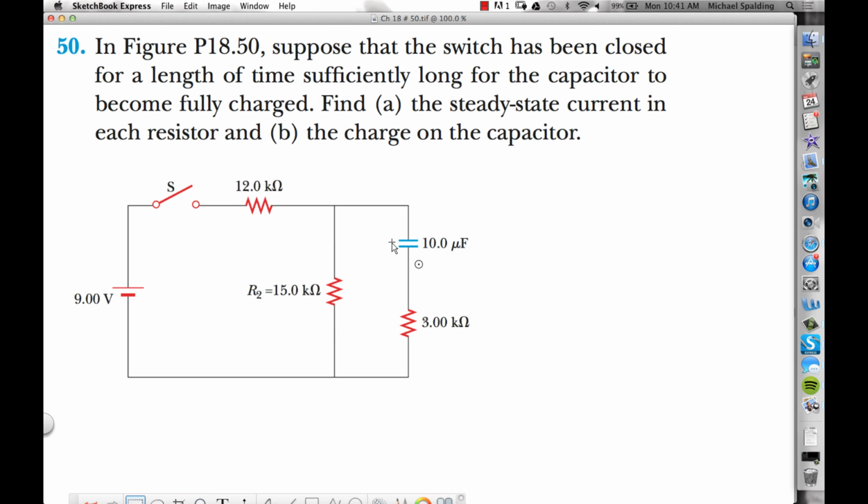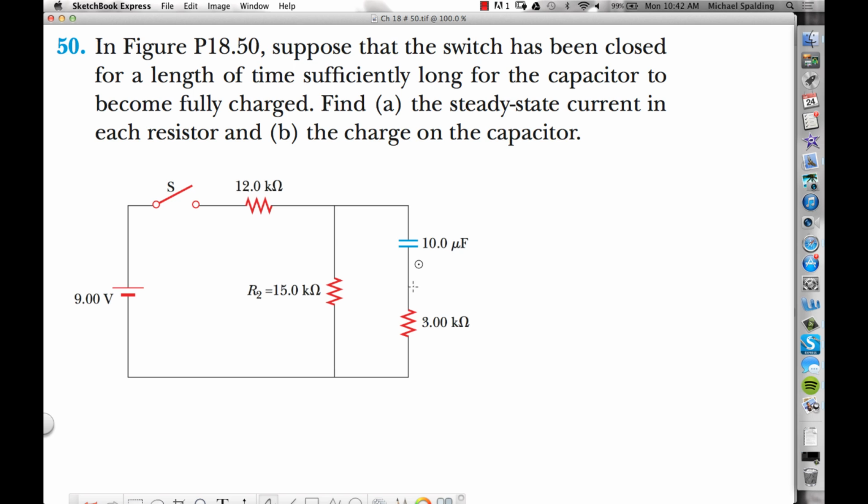All right, number 50, chapter 18. So here we have 3 resistors. I'm going to say some stuff I already said, but I just started recording it. We got 3 resistors, 1 capacitor, and we're asked to find 2 things: the current in each resistor and then the charge on that capacitor.